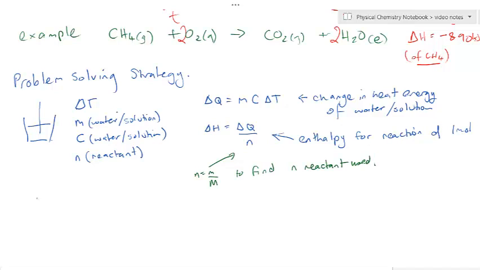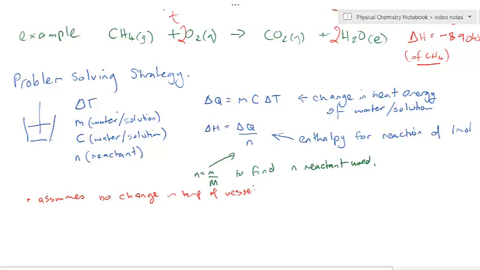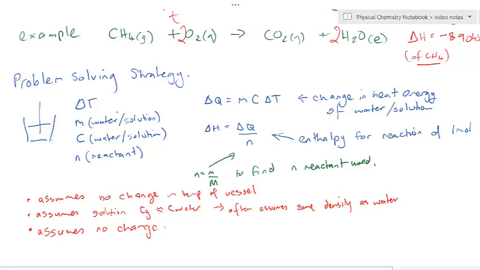Several assumptions are made in these calculations. We assume that there's no change in the temperature of the vessel, either the polystyrene or the glass vessel. We also assume that the solution has the same heat capacity of water, which is often the case. It also assumes that it has the same density. This is particularly important when using volumes instead of masses. It also assumes that there's no change in volume or density of the water when some solid is added or when solution is added, so during the reaction process.